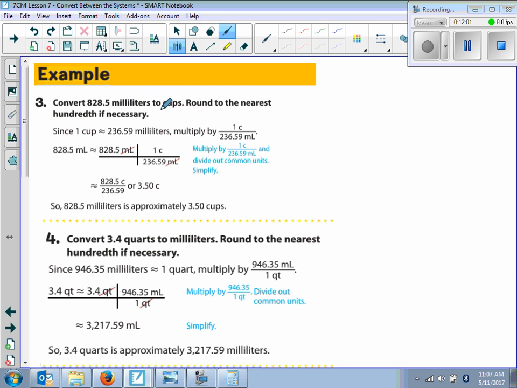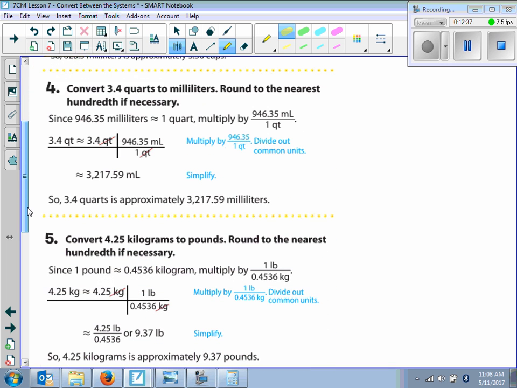So here we're converting 828.5 milliliters to cups. So once again, we're going to start with the 828.5 milliliters. We're going to use the conversion: 1 cup is equal to 236.59 milliliters. And then you'll see that milliliters and milliliters cancel. And then we just multiply straight across. So when we multiply straight across and then simplify our division, we end up with 3.5 cups. Is everybody clear with that? Okay. Same thing with these.